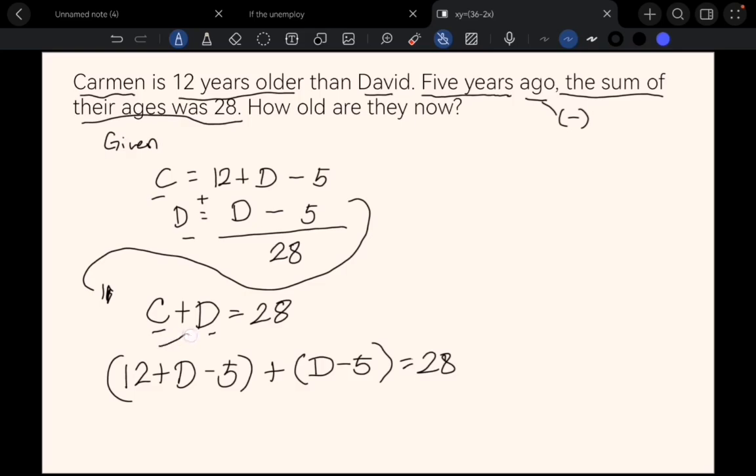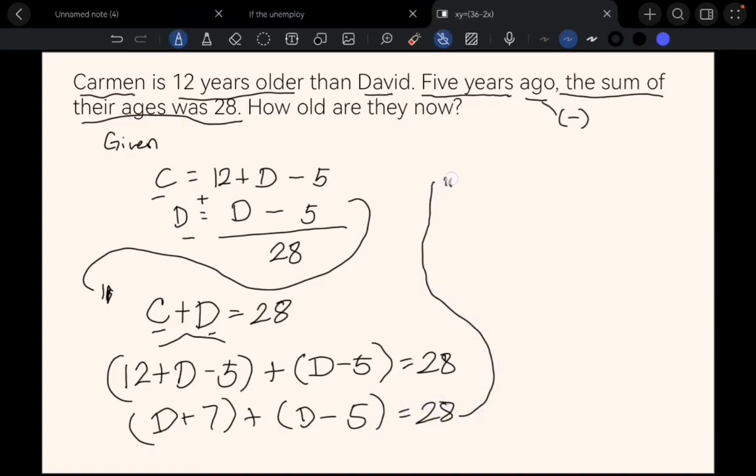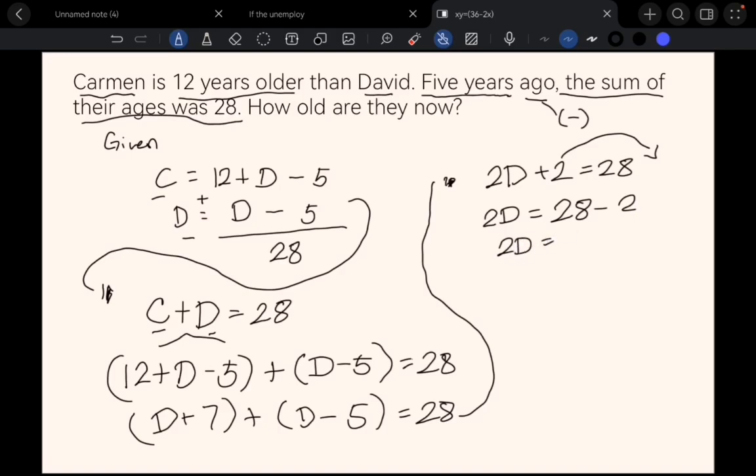Now, let's simplify both expressions here. So, 12 minus 5 would give us 2D, sorry, plus 7, and D minus 5 equals 28. Now, we can combine both because we have the same value here. That would give us 2D plus 2 equals 28. So, we can transfer 2 to the other side and change the sign to negative. So, that's 2D equals 28 minus 2, so 2D equals 26.